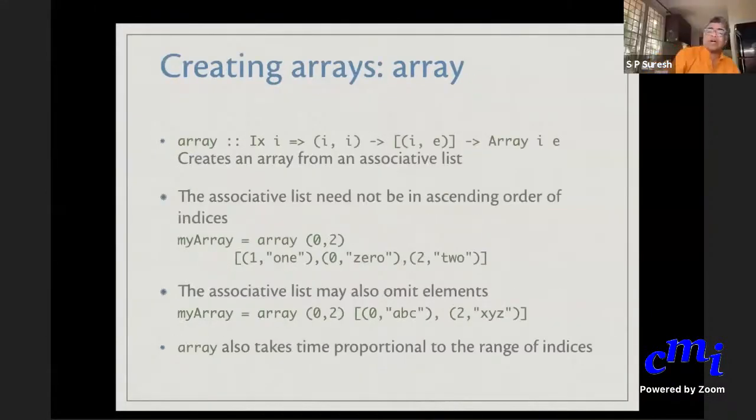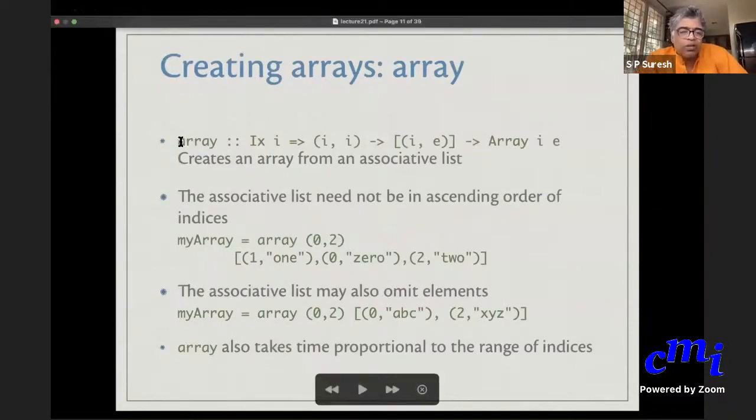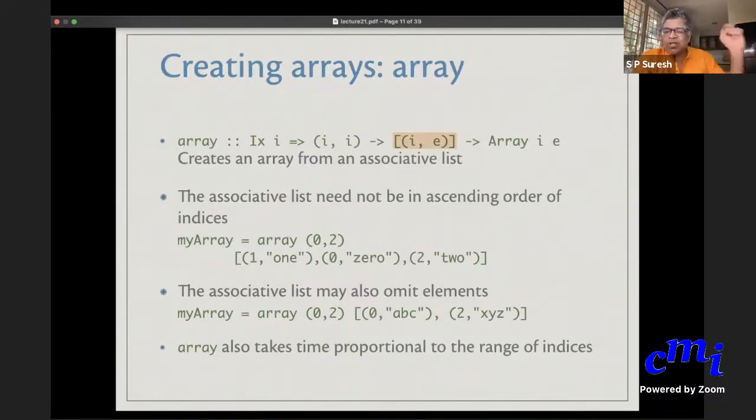So here is another way of creating an array. It is this function called array. Now instead of providing a list of elements alone, you are providing an associative list, as it's called. This is what you mean by an associative list. That is just a list of pairs where you are associating one element to each index already. You have an association of numbers to indices to elements, and you are asking one array to be built out of that. Similar to listArray, except listArray just takes one list initially. Here you are giving an associative list.